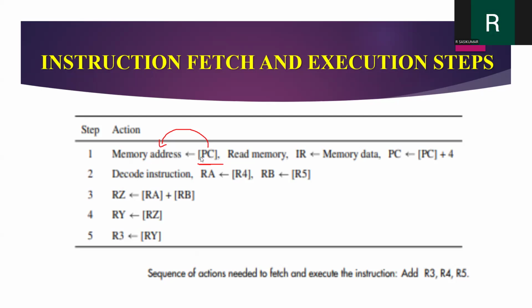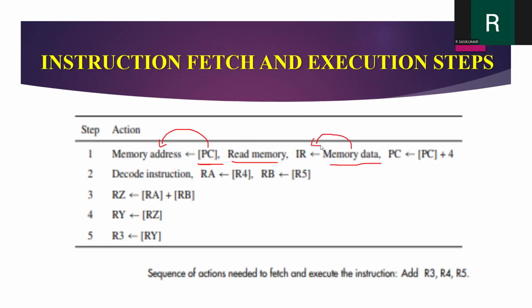So once the address is moved on to the memory address register, the control unit issues a signal called read memory, because to perform the memory operation, the memory is read using the memory address register. After fetching the instruction, the data, which is the instruction, is moved on to IR.